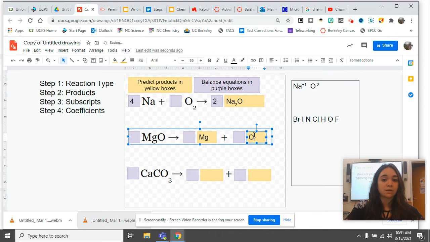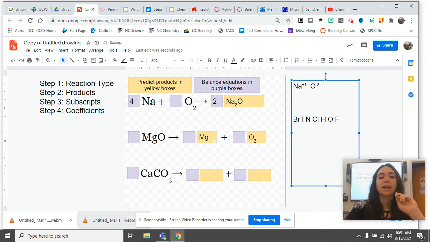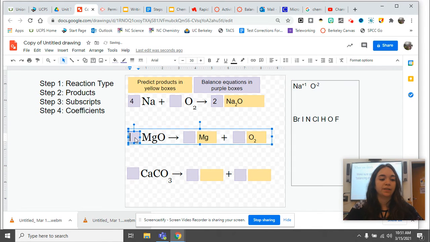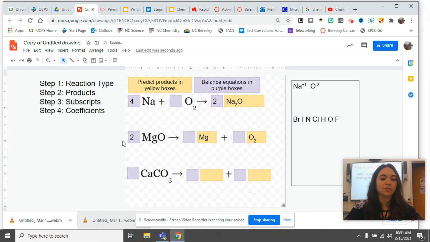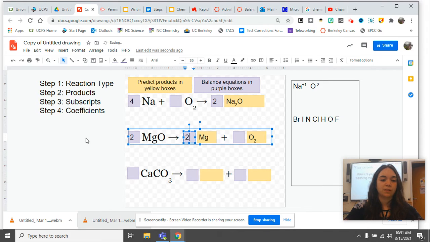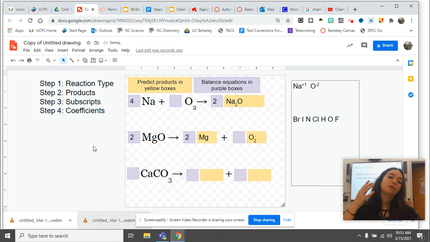Magnesium is not on that list, but oxygen is. So I'm going to give oxygen a subscript of 2. And now to balance my reaction, I need to give 2 of these to balance out my oxygen, and then 2 of these to balance out my magnesium. And you can see I have a balanced reaction now.